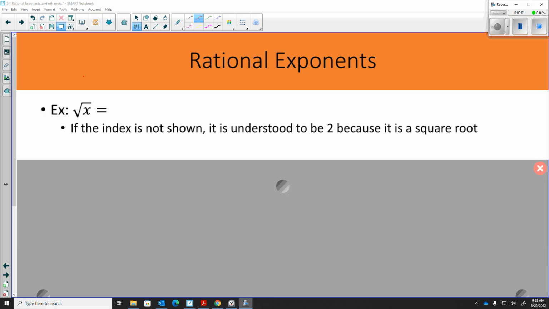Okay, a couple more things. Root of x: if the index, remember what was index again? It's the number, the type of root you're taking, right? If it's not shown, like this one, there is no number there. If there is no number there, you just understand that that's a square root, okay? So technically there's a little 2 right there because it's a square root, but we just don't write that all the time. Mathematicians love to abbreviate things as much as possible.